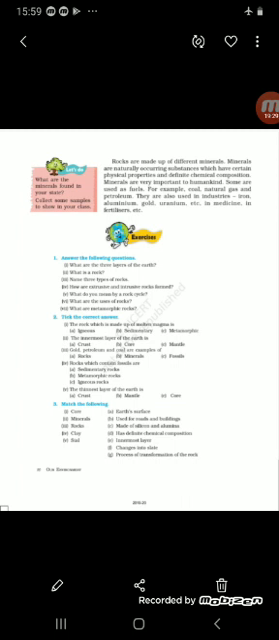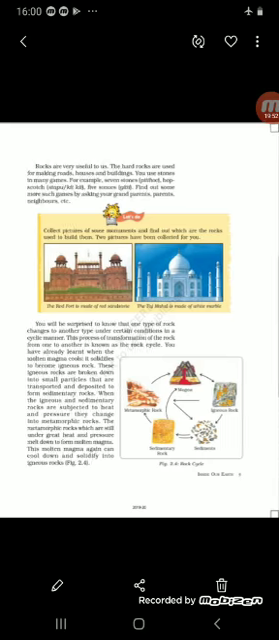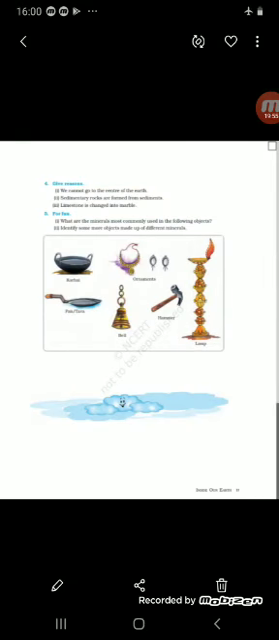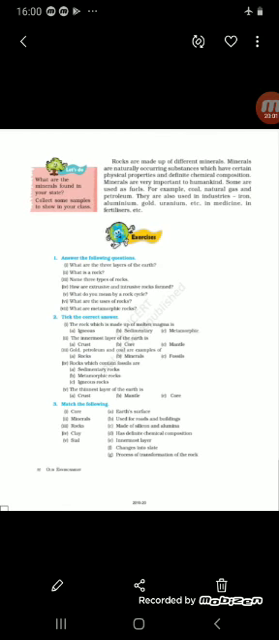First of all, I'll tell you the answers of question number 2, tick the correct answer, then match the following. I will tell you verbally. Then I will give you the solutions of answer the following questions and give reasons. I will give you those in written form. First, listen carefully to tick the correct answer.